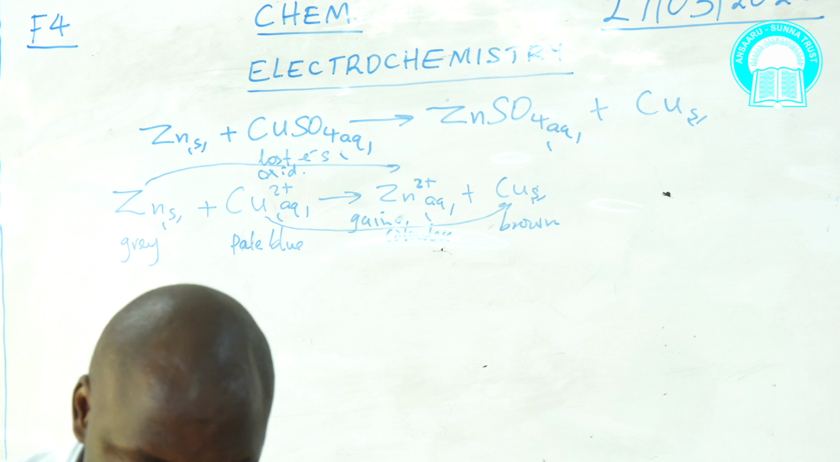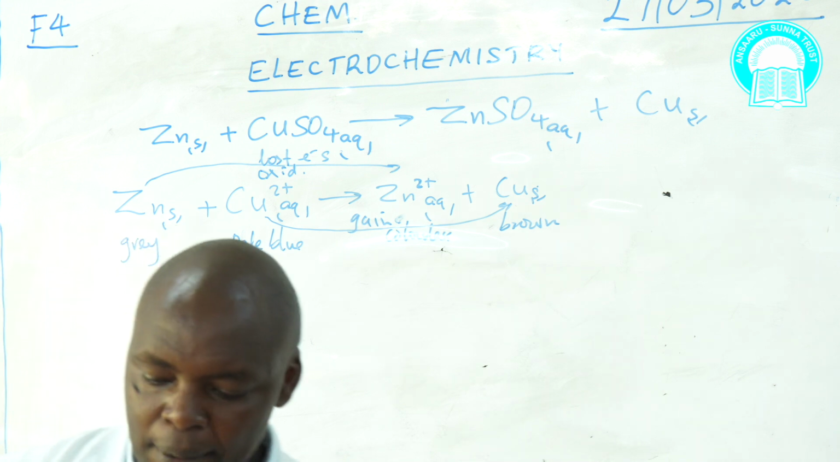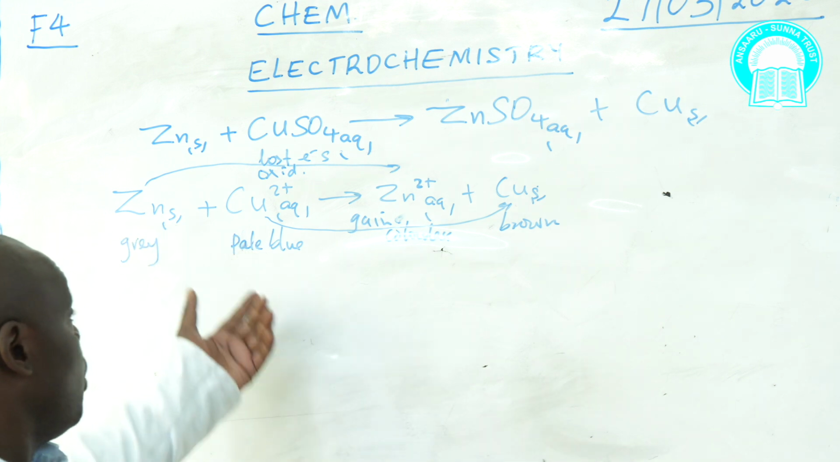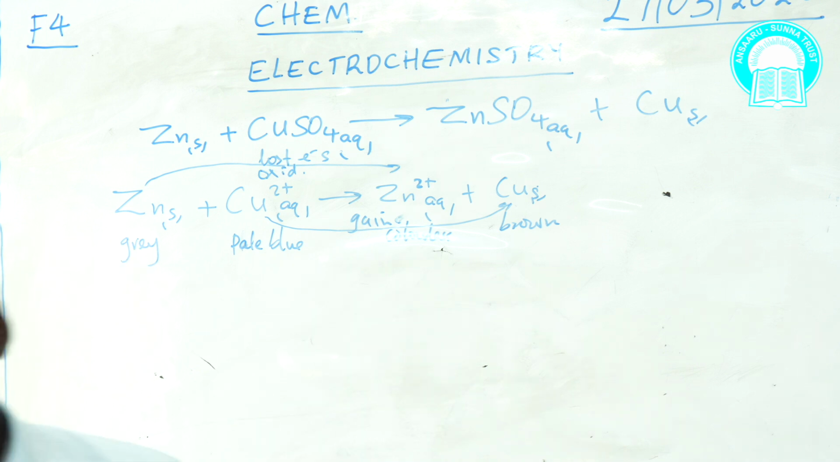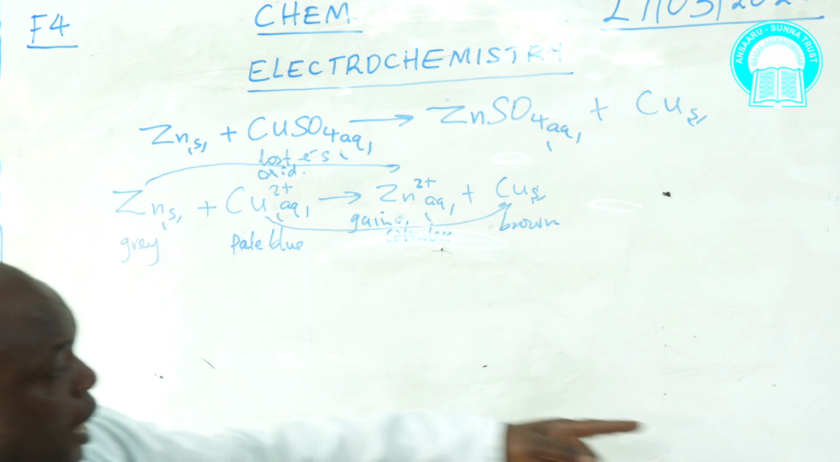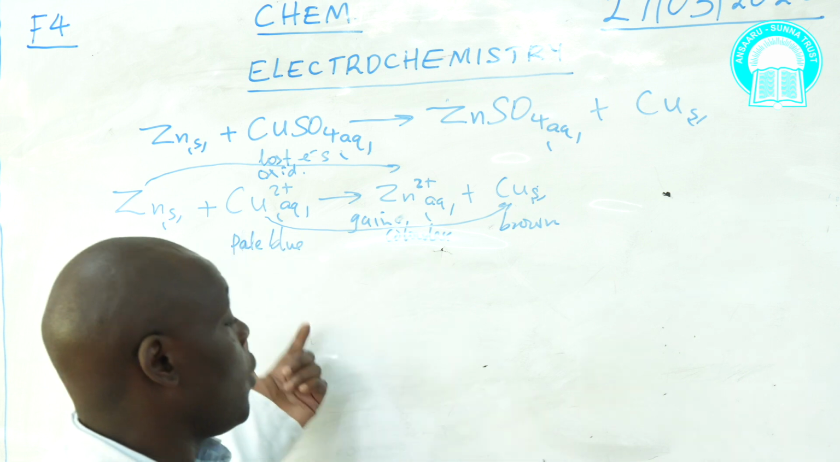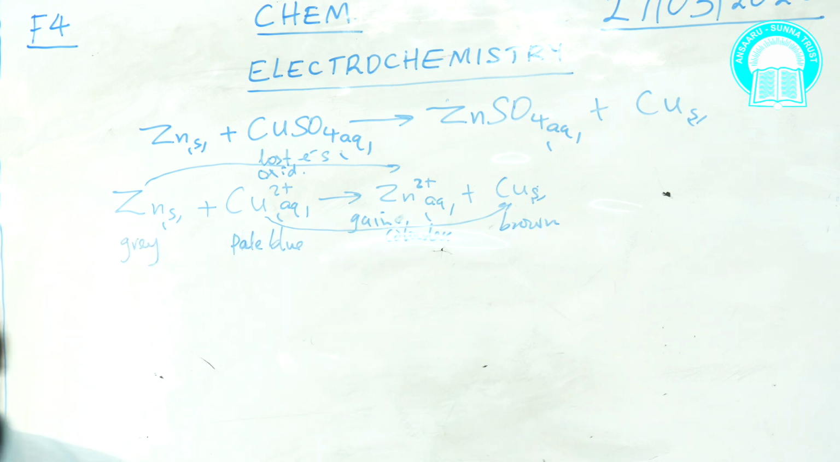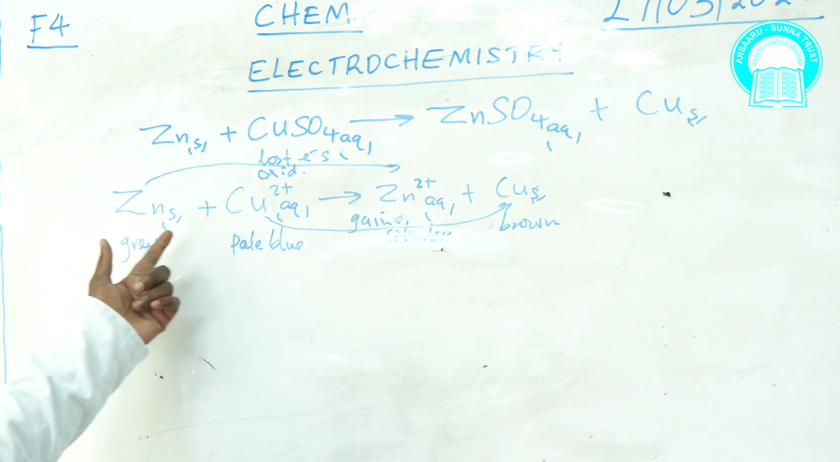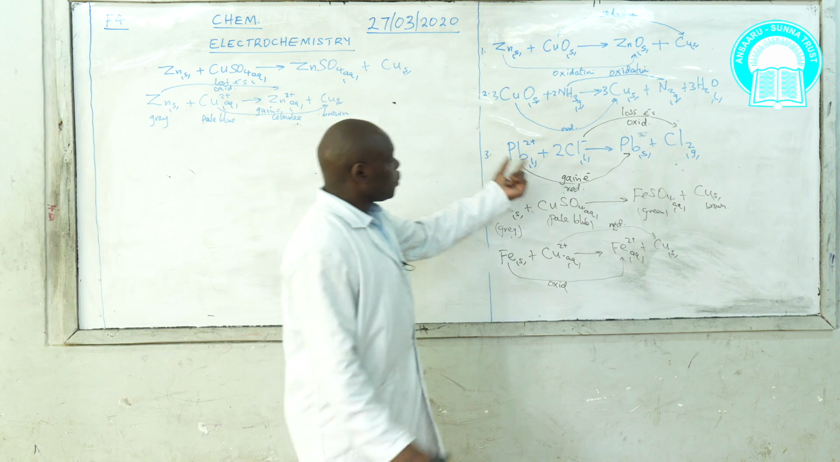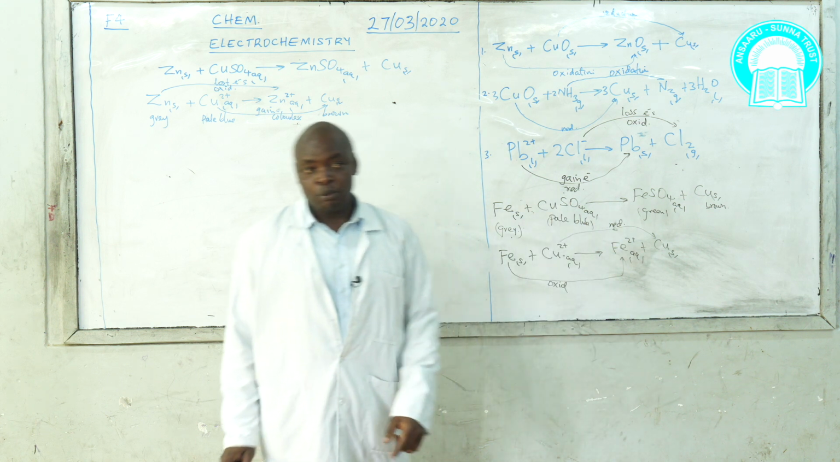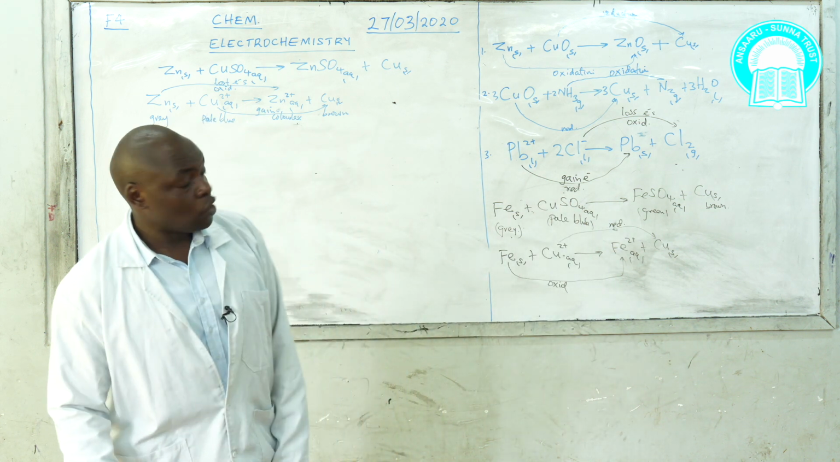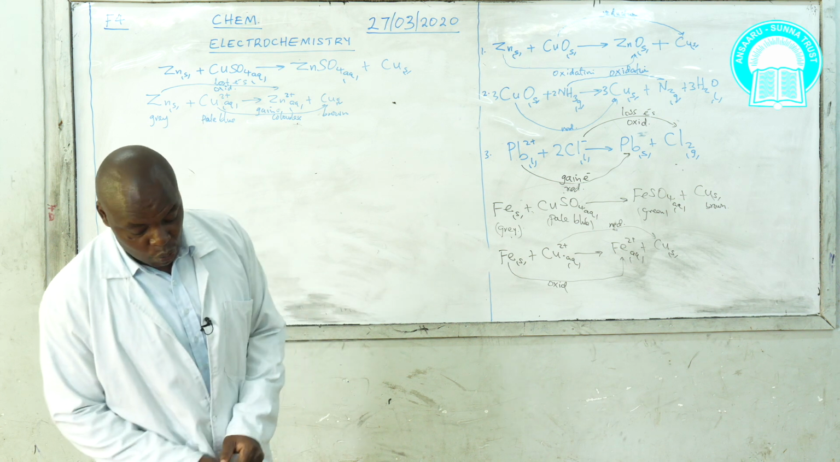So in the process, you realize that there is both oxidation and reduction in the event of iron and copper 2 sulfate reacting, then zinc and copper 2 sulfate reacting. In both cases, we have seen that there is transfer of electrons from the metal to the metal ions that are in the solution.